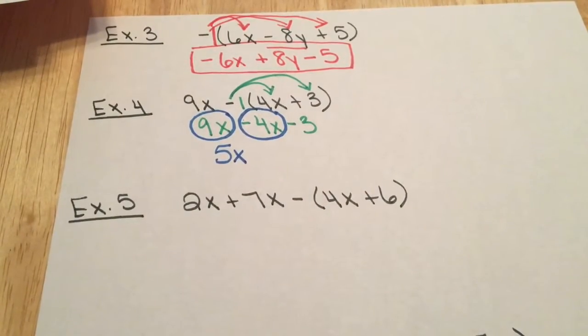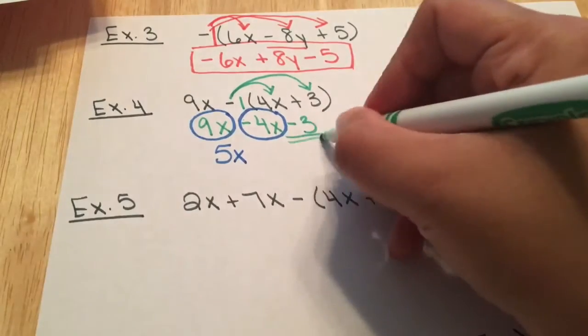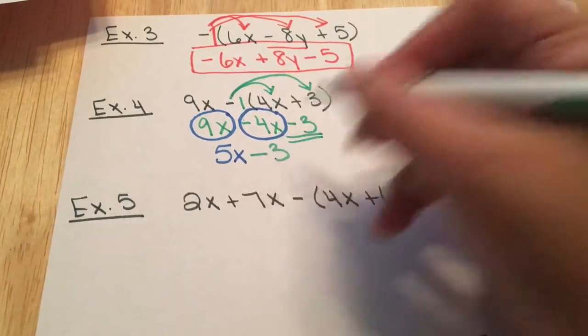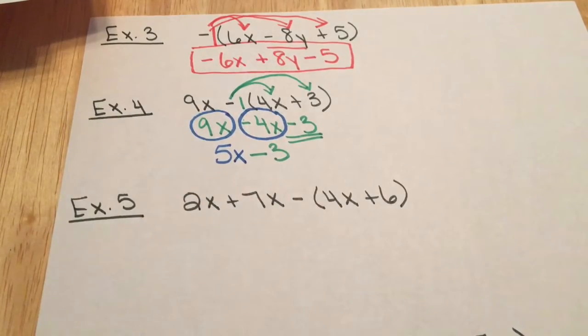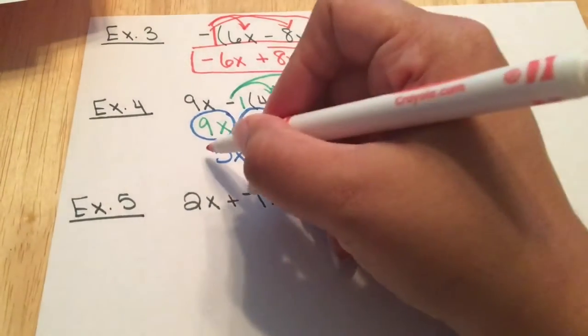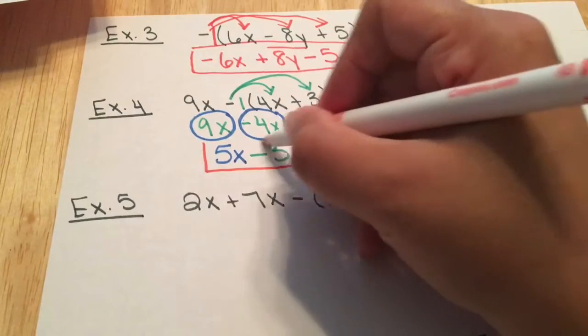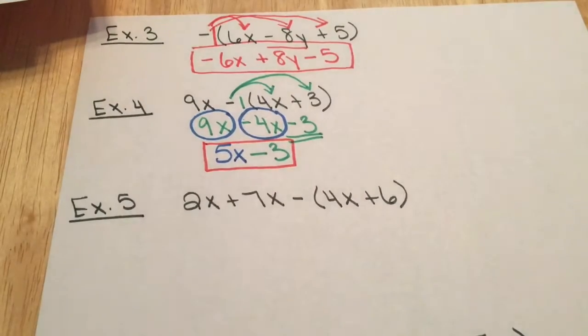And since there's nothing here like this negative 3, I'm just going to go ahead and bring that down. Since 5x and negative 3 aren't like terms, I can't combine them, so this is going to be my simplified answer.